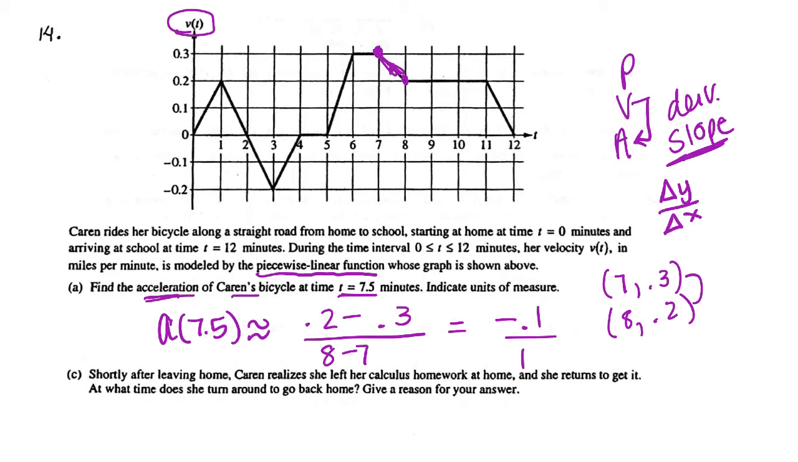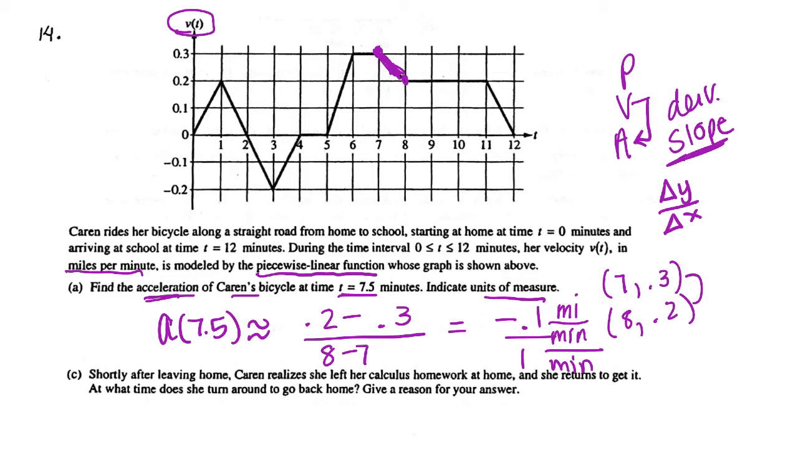You're welcome to stop there. Do make sure that makes sense. Does it make sense that we got a negative acceleration? Well, yeah, velocity's decreasing there. Now we need to indicate our units of measure. So remember, velocity, we were told, is measured in miles per minute. So we're going to have miles per minute. That's the top part. Those are those velocity over per minute, or you can do miles per minute squared.